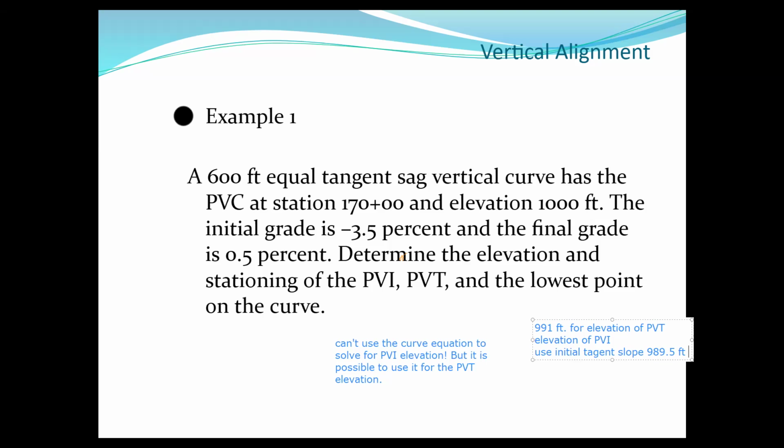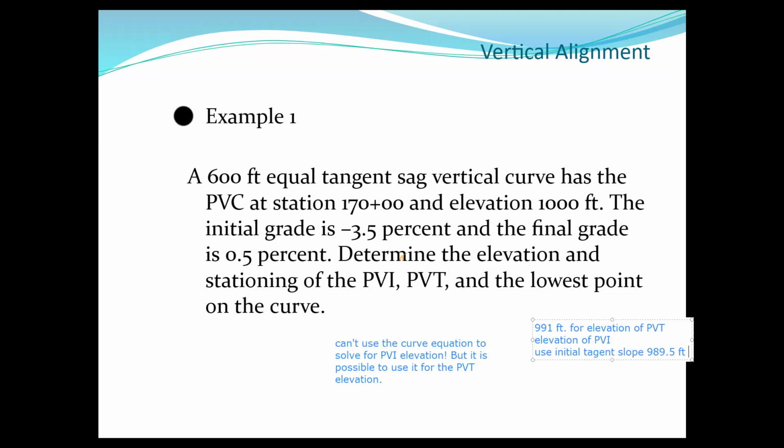Now, we've talked about PVI, PVT. And let's quickly talk about the stationing deal as well, right? So stationing is pretty simple. One station is equal to 100 feet, right? So that means 300 feet is equal to 3 full stations, right? If you're talking about 370 feet, for example, at any given point, that means 3 full stations and 70 additional feet, right? So that's how the stationing works.